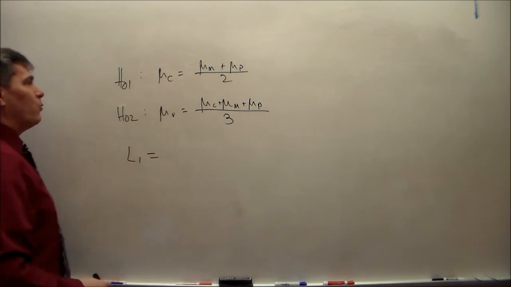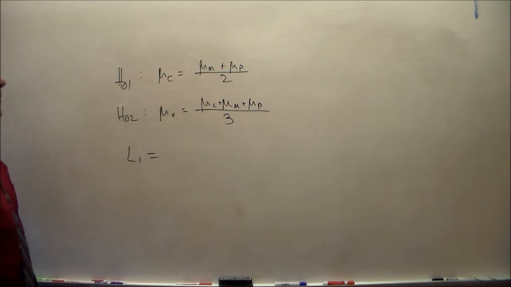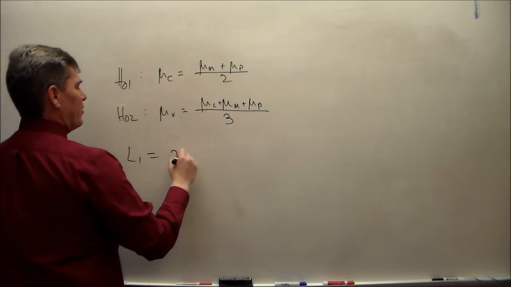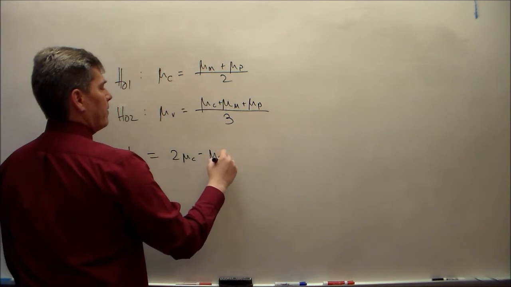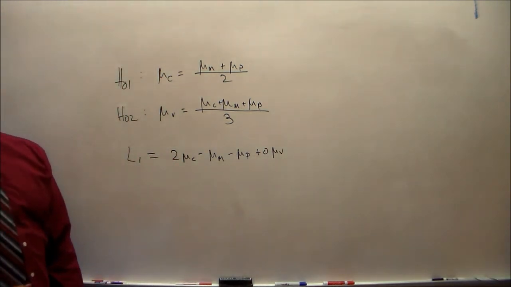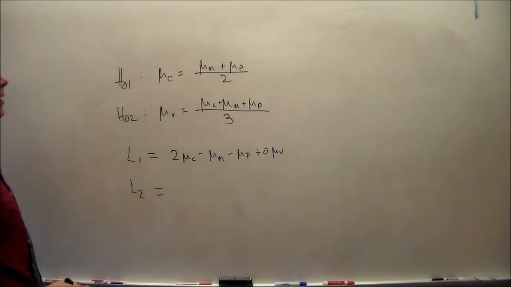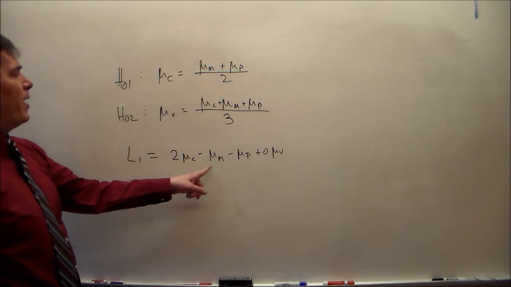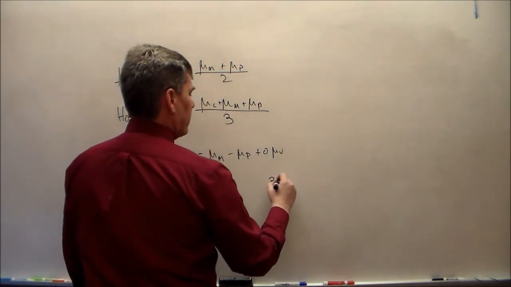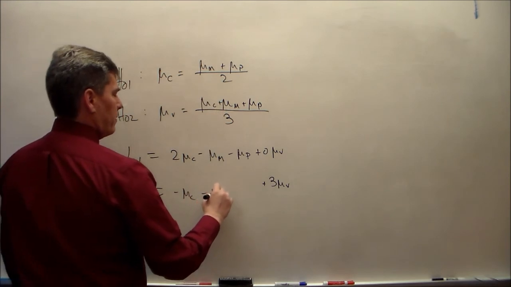Well, what is L1? Remember, we've got to put all of this on one side, set it equal to 0, and I like to get rid of the fractions. So multiply through by 2, and move these 2 over to the right or left. This is 2 mu c minus mu m minus mu p plus 0 mu v, and that's what we had in the last example. Let's do the same for the next one. L2 is equal to, again, multiply through by 3 and move everything to one side. And I'm going to line them up because eventually we're going to have to multiply through. So multiply both sides by 3, that gives us 3 mu v minus mu c minus mu m minus mu p.